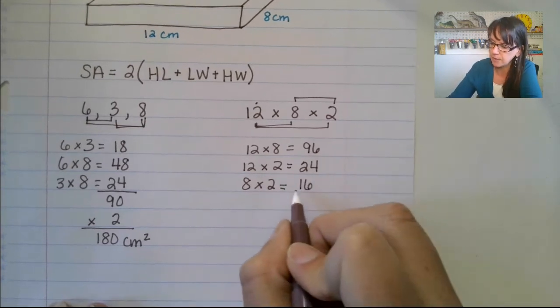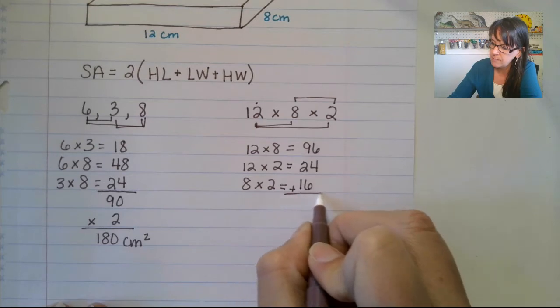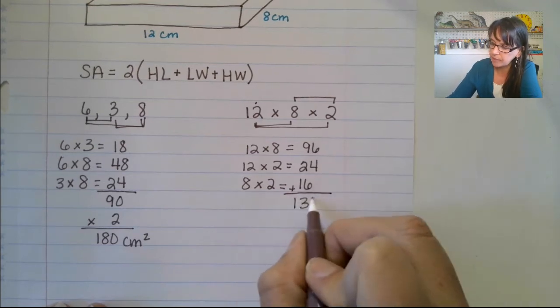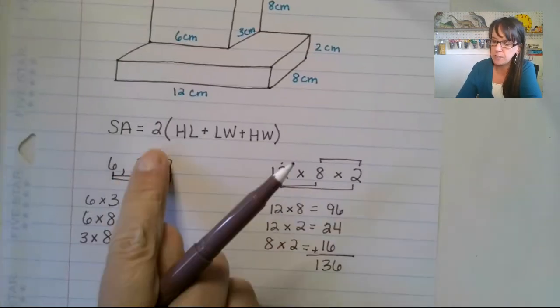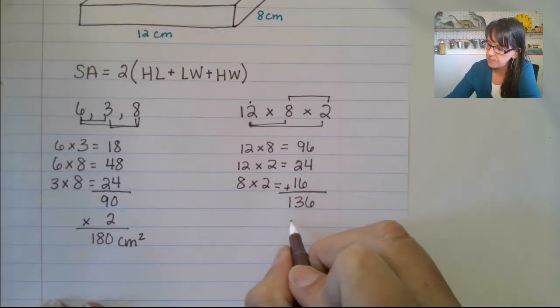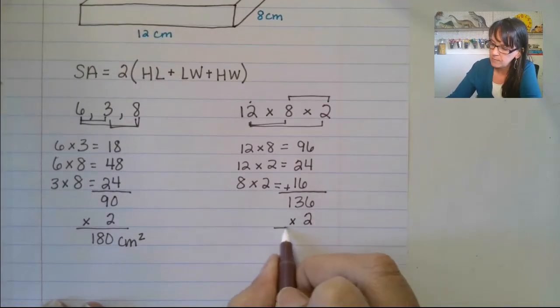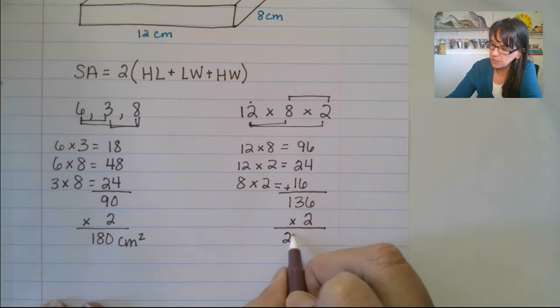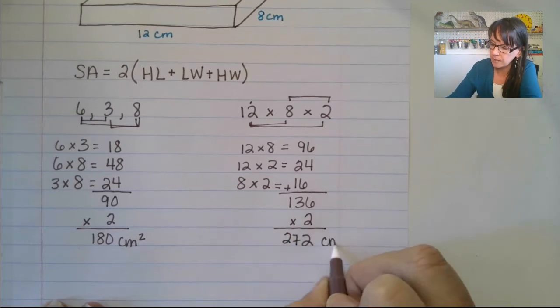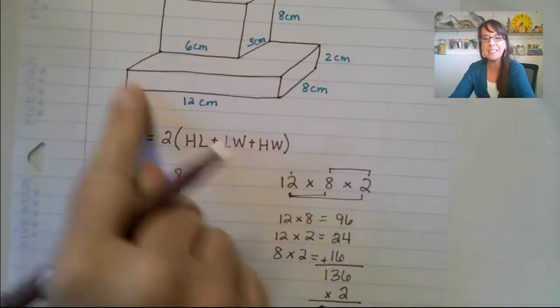All right, let's add all those up. That gives us 136. Remember, we've got to multiply it by 2, and that's going to give us 272. And again, we're still talking centimeters, so centimeters squared. Okay, so that's the surface area of the bottom one.